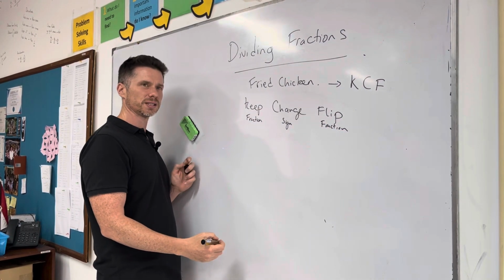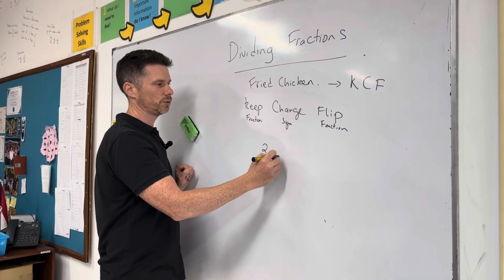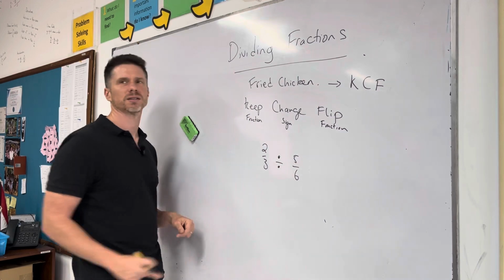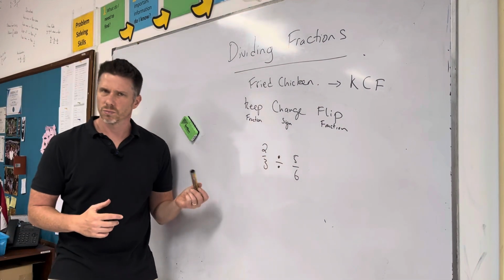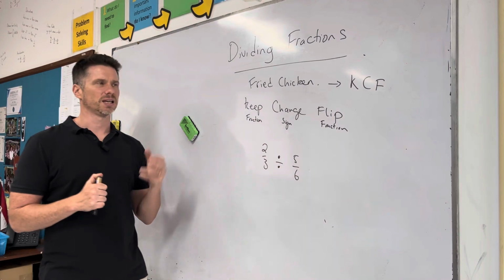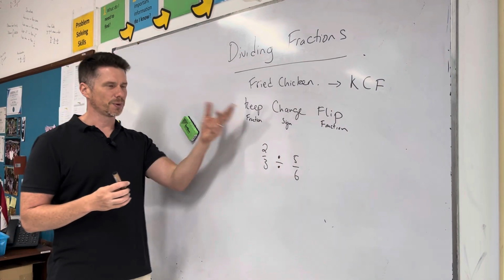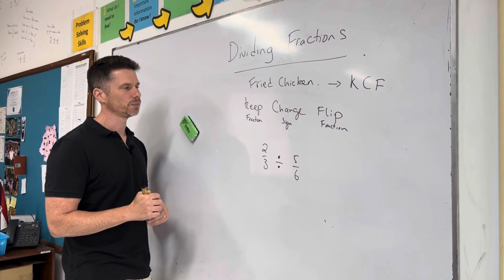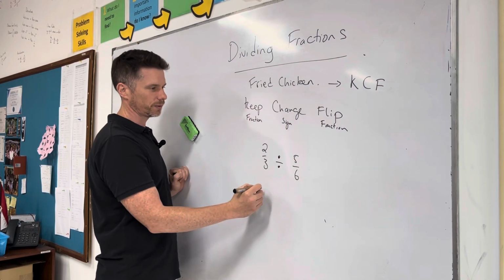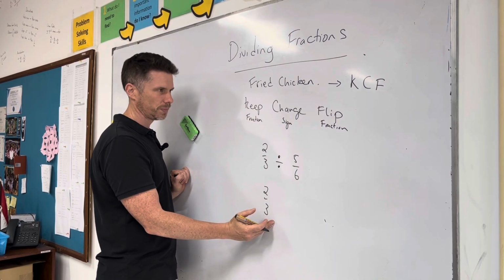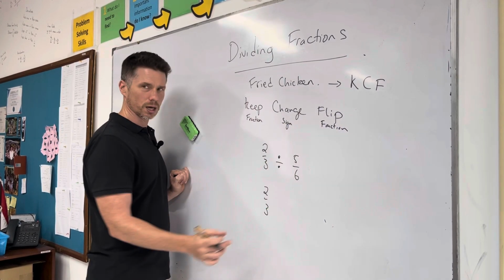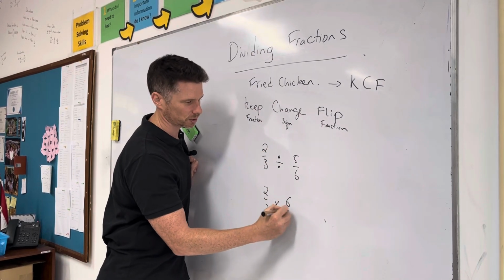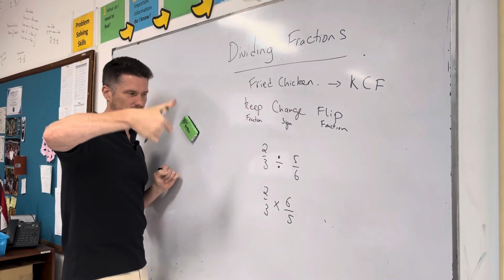All right, let's do this with a more difficult example. What is 2/3 divided by 5/6? So how many times does 5/6 fit into 2/3? Not as easy as doing 4 divided by a half. But let's follow my system. Still don't need a common denominator for multiplication or dividing, but I do need to use this new system. Keep the first fraction, so I keep 2/3 the same. I change the sign from divide to what? Times. And then I flip the second fraction, 6 over 5. Instead of 5 over 6, 6 over 5.